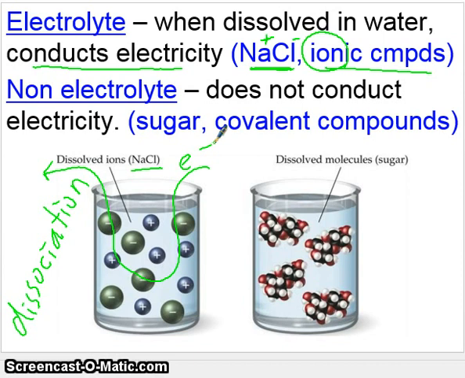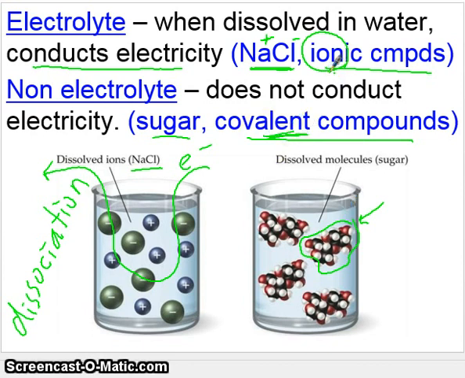Whereas a non-electrolyte does not conduct electricity, and this is usually your covalent compounds, like sugar. And what you see here is that sugar is dissolved, and so it's swimming around. As you'll see in a minute, dissolving means it's swimming around in the solution, but it does not conduct electricity because it does not produce ions, because it is covalent and not ionic.